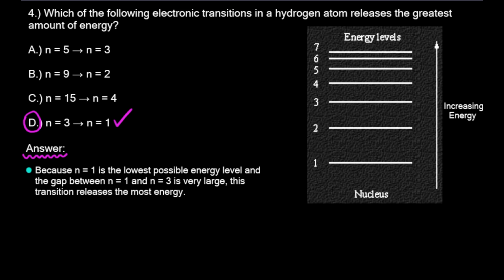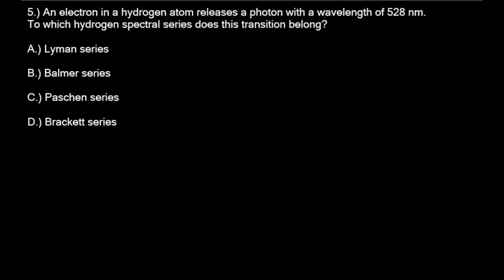Let's move on to question number 5. Question number 5 says an electron in a hydrogen atom releases a photon with a wavelength of 528 nanometers. To which hydrogen spectral series does this transition belong? Is it the Lyman series? Is it the Balmer series? The Paschen series? Or the Brackett series? Which one do you think?